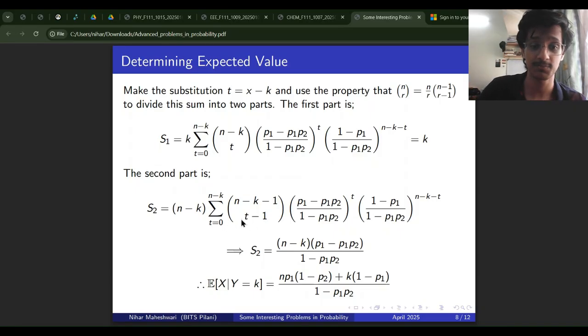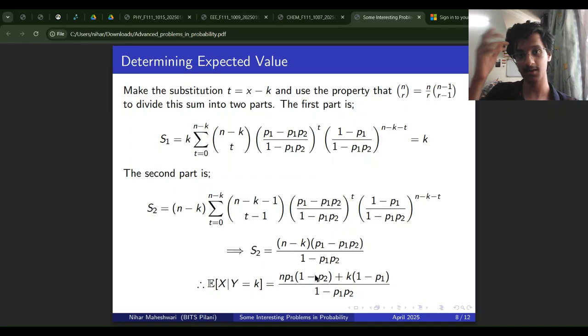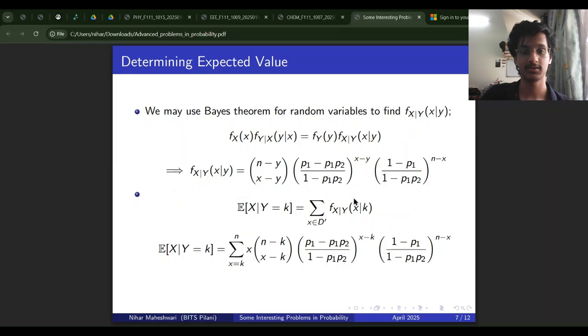Again, one thing to note here: you might be bothered by t minus 1 being here and t equals 0 being here, but I already told you we're working with the convention that any negative binomial coefficient is defined to be 0. All right, cool. And that's when you get this really interesting result: n p1 times 1 minus p2 plus k times 1 minus p1, divided by 1 minus p1 p2. The way I like to read this is that it's basically n times the probability of success in the conditional PMF of x given y, plus k times the probability of failure in the conditional experiment that we have here. Look at this over here. This is the probability.